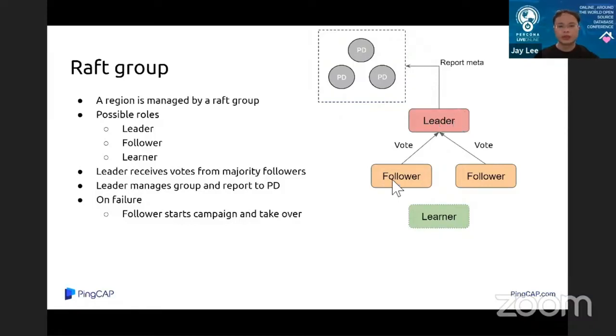The leader will also send heartbeats to followers to ensure its leadership. If a follower doesn't receive heartbeats in a given time, it will start a campaign. So if a leader crashes, a new leader can be elected in time.